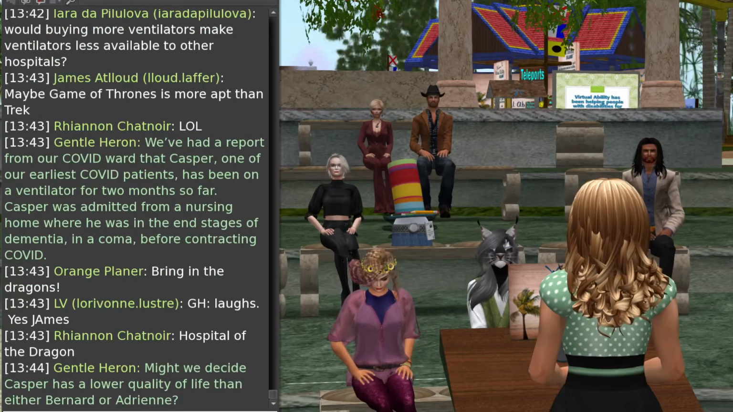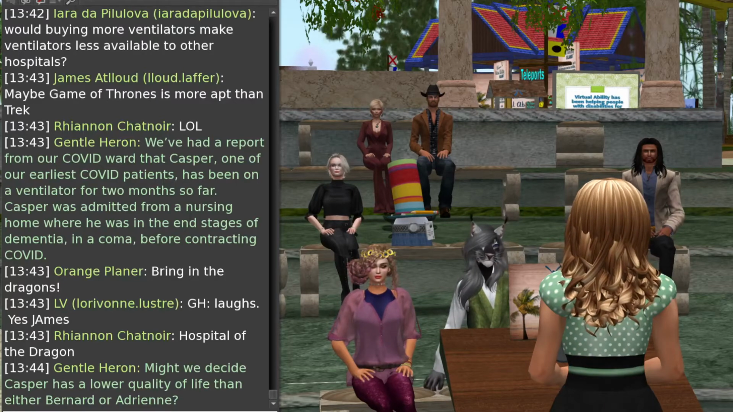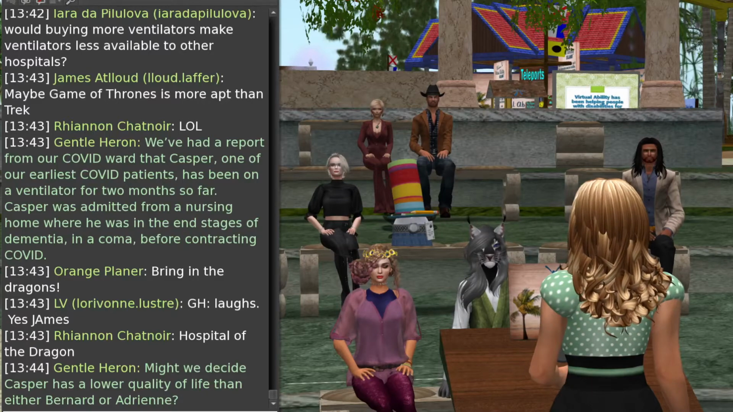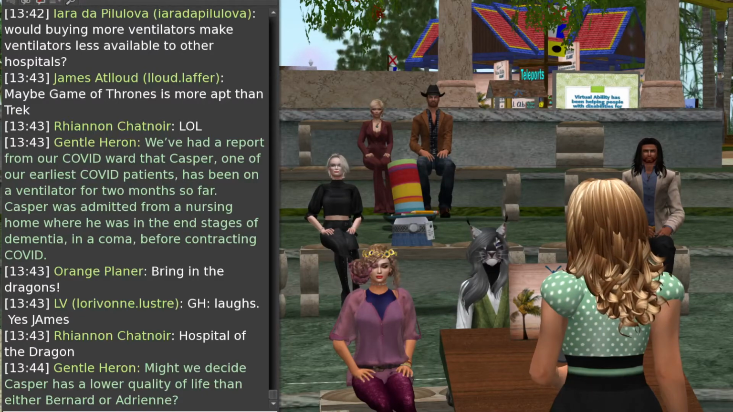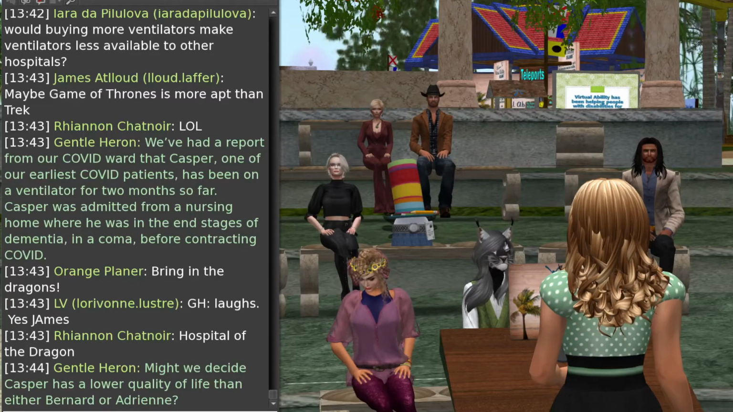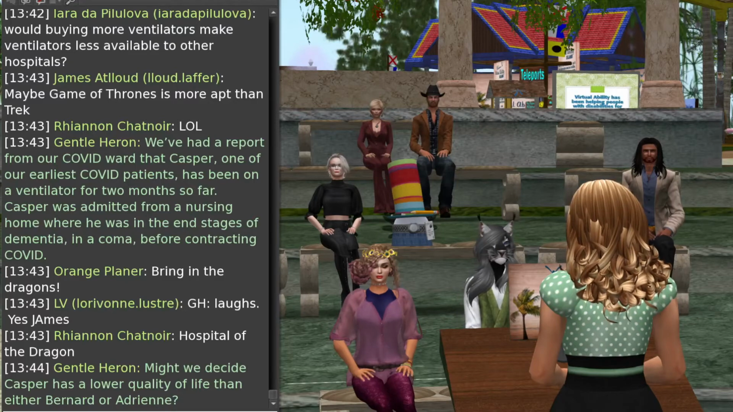Might we decide Casper has a lower quality of life than either Bernard or Adrian? Remember, quality of life was one of those rules of thumb. He was in a coma. He's still in a coma. He's not going to be out of a coma until he dies.